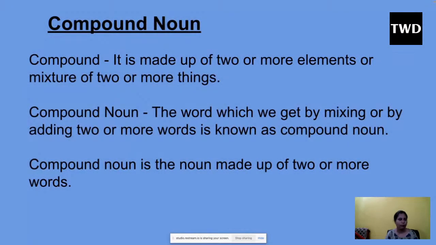Compound noun. If you are students of science, you might know the meaning of compound, that is when two elements are mixed together, that process is known as compound. So compound means it is made up of two or more elements or mixtures of two or more things. Here in English grammar we mix two words to get a new word. So the word which we get by mixing or adding two or more words is known as a compound noun.